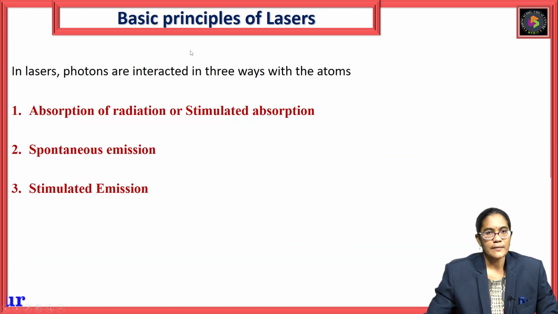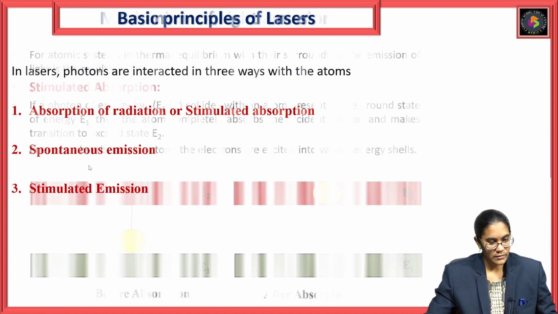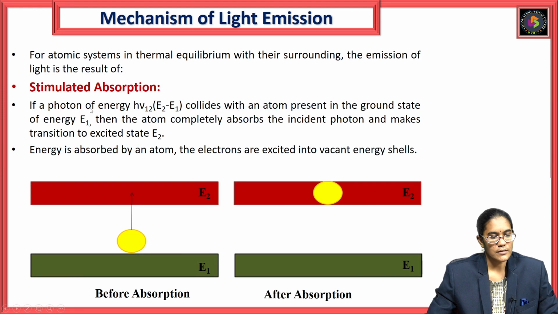So coming to the basic principles of lasers, there are three basic processes involved in the amplification of light. Basically in lasers, the photons interact in three ways with the atoms. Those are absorption of radiation or stimulated absorption, the second one is spontaneous emission, and the third one is stimulated emission. I will discuss them one by one. The first process is stimulated absorption.